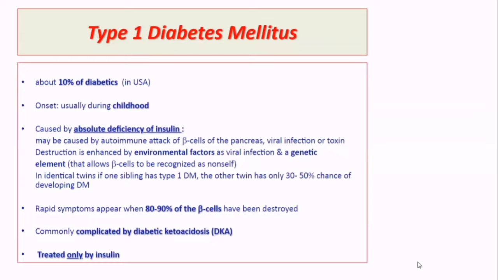And if you see identical twins, if one sibling has type 1 diabetes, the other twin has a 30 to 50% chance of developing type 1 diabetes. Rapid symptoms appear when 80 to 90% of the beta cells are destroyed. And commonly it is complicated by diabetic ketoacidosis. And as I told you, it is only insulin that can save the patient.